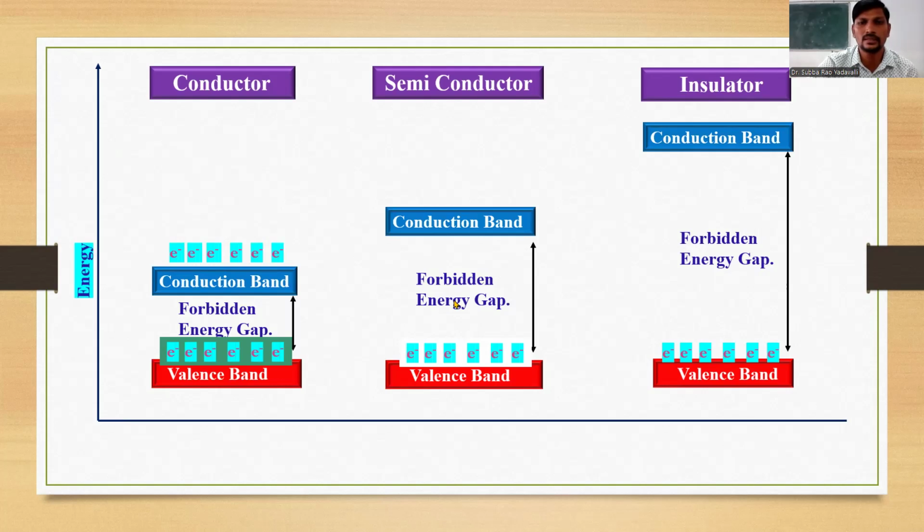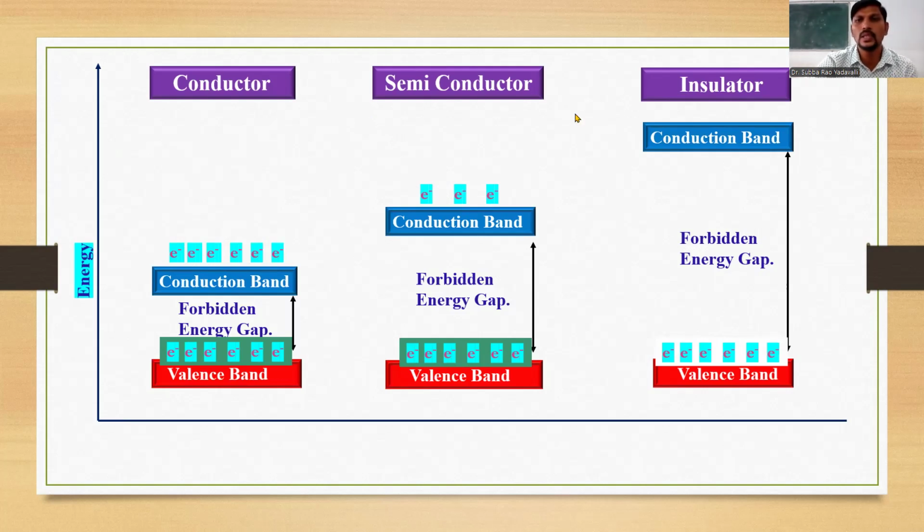Coming to the semiconductors, here there is a huge forbidden energy gap between the valency band and conduction band. If the electrons present in the valency band absorb some amount of energy and are activated, not all the electrons reach the conduction band because they lose some amount of energy. Only a few electrons reach the conduction band. That's why semiconductors partially conduct electricity. That means when compared to the conductors, semiconductors have lower conductance.